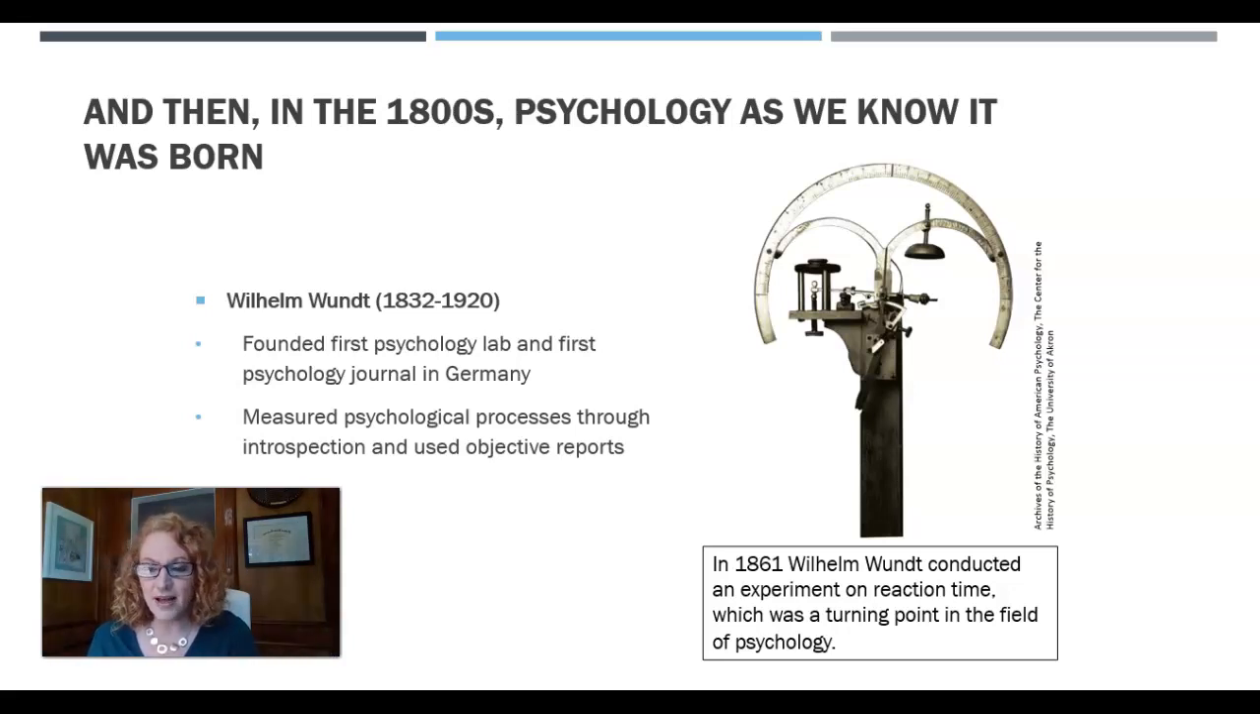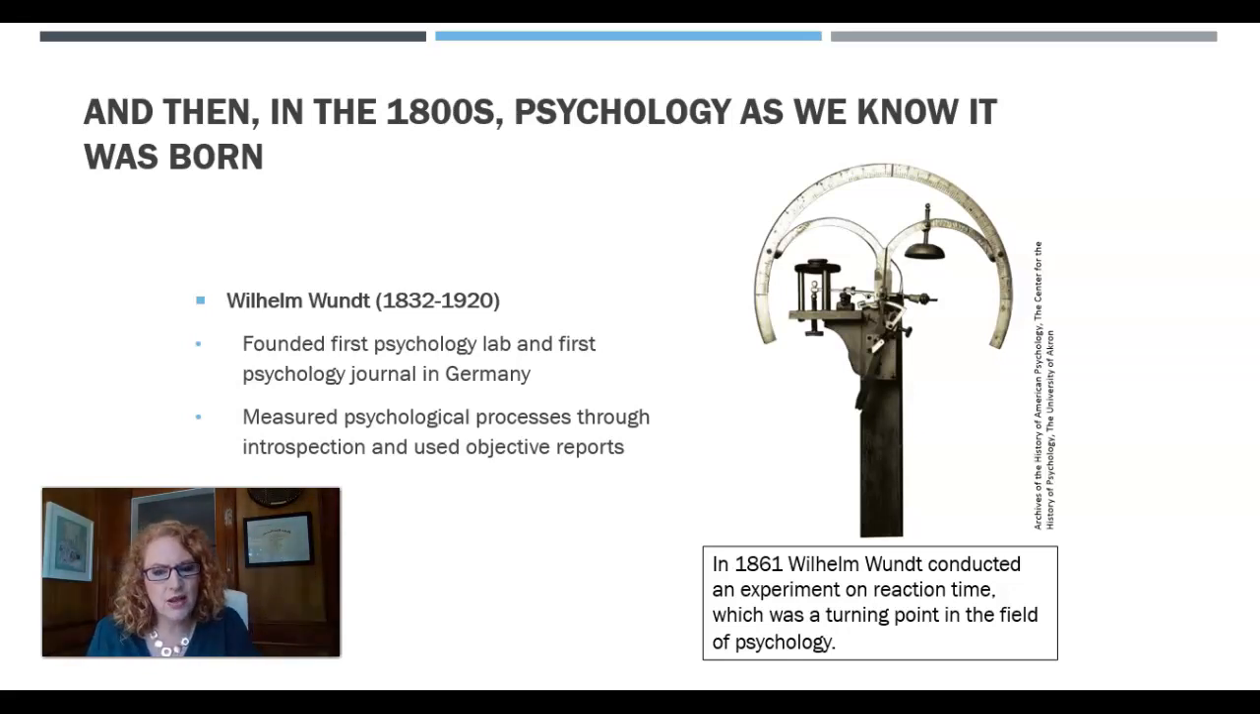So Wilhelm Wundt, he is a German, and in German, W's are often pronounced with that V sound. So Wilhelm Wundt, 1832 to 1920, founded the first psych lab and the first psychology journal in Germany. What's a psych journal, you may be wondering? It is a publication where scientists can write up the research that they've done and share it with the world.